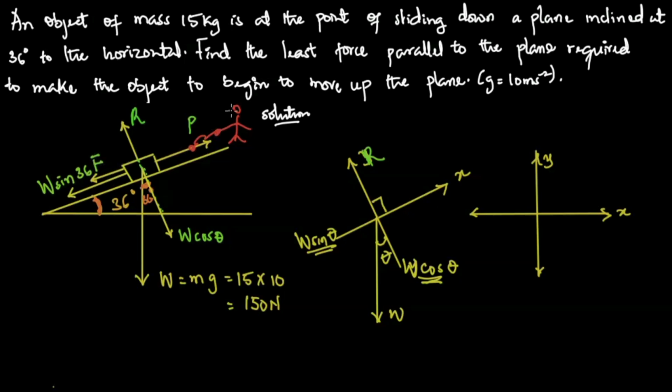Alright, so the force required to move this object up the plane must be equal and opposite to the summation of the forces in this direction. So what we're simply going to say is that P is equal to W sine 36 plus F, and that is how we can calculate the force parallel to the plane. So let me clear this out so we have more space to work.